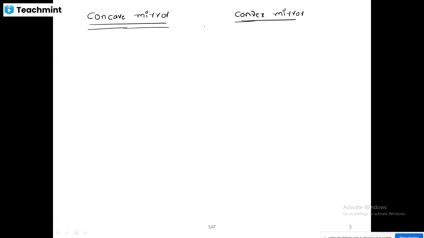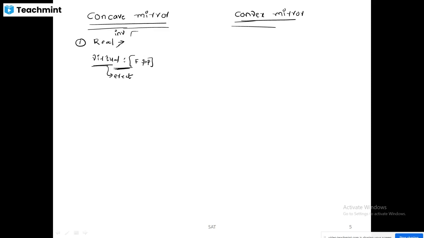For concave mirror, we form the real image and also the virtual image. You can form both images. But to form a virtual image in the case of concave, the object should be in between the focus and pole. Then only we can form the virtual image. And also in this case, the size of the image is greater than the size of the object. That is, real and inverted, virtual and erect.